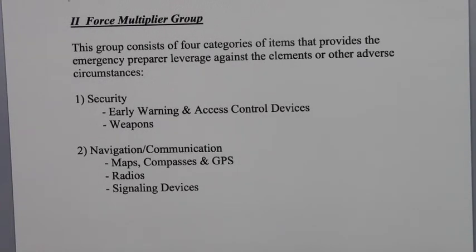The second major category within the force multiplier group is the NavCom category, that is navigation and communication. Items such as maps, compasses, if people still use those, at least people other than me, I still rely on maps and compasses primarily. GPS and other navigation equipment, radios, and signaling devices. Again, this type of equipment may not be necessary under all emergency circumstances, but we want a master list of all potential needs.